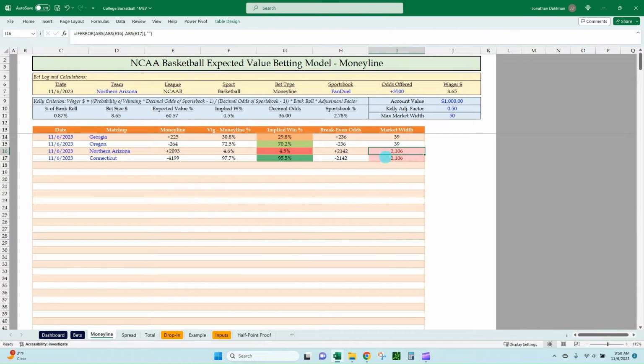The big takeaway is, yeah, maybe the math works out where in the long run, if you have 100 seasons, Northern Arizona is going to win 5 out of 100, and you're getting odds that say they should only win 2 or 3 times.